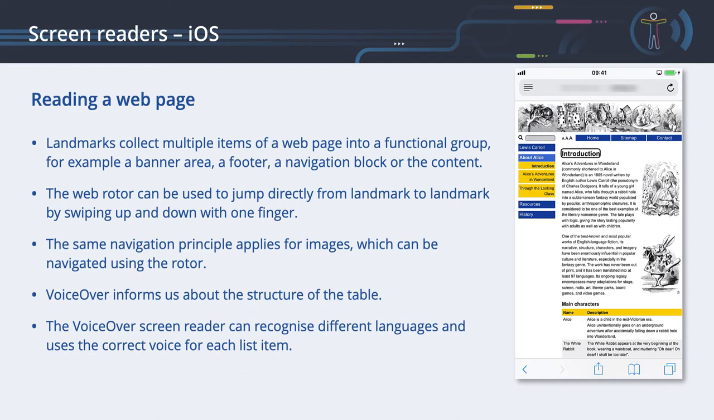Main. Landmark. We continue reading and reach an image. Alice in the Shower of Cards. Image. As we can hear, the image has an alternative description that can be read by the screen reader. The same navigation principle applies for images, which can be navigated using the rotor.